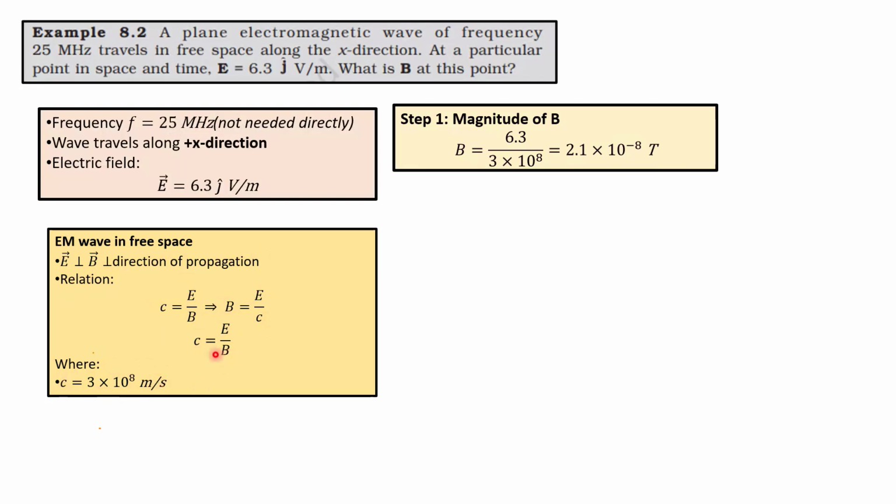First step, we'll find the magnitude of B. B equals E by C, where E is 3.6 divided by this. So you are getting the magnetic field.